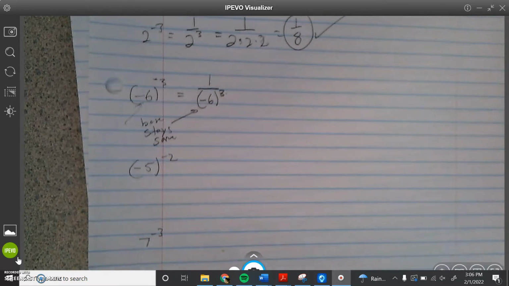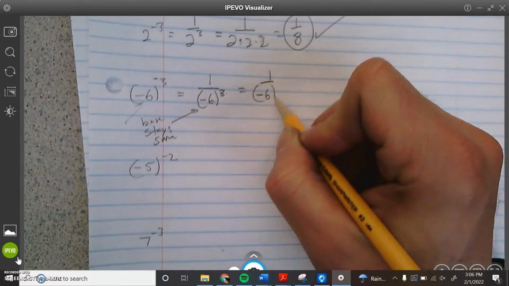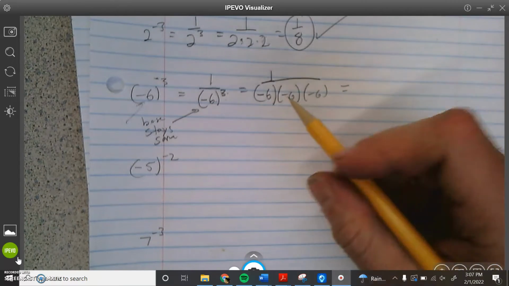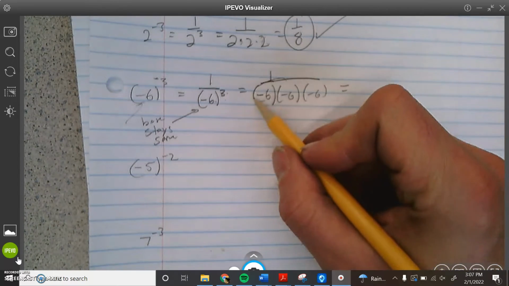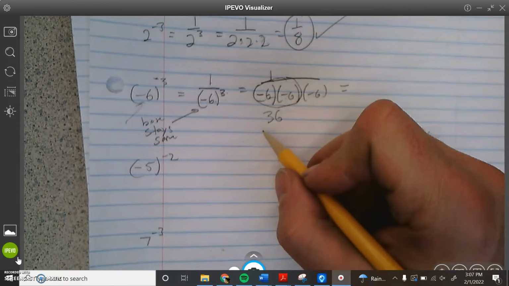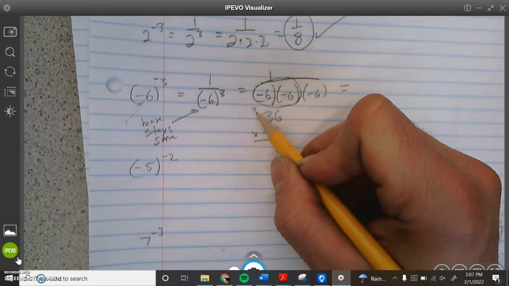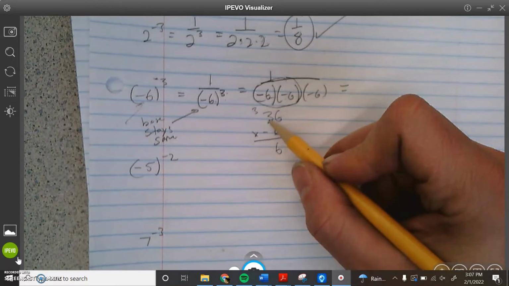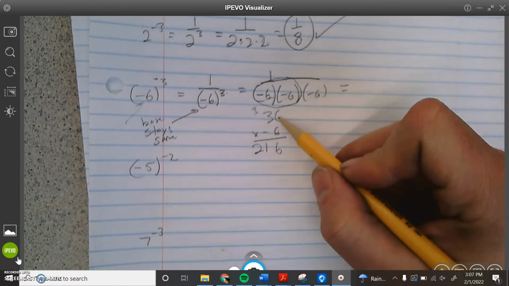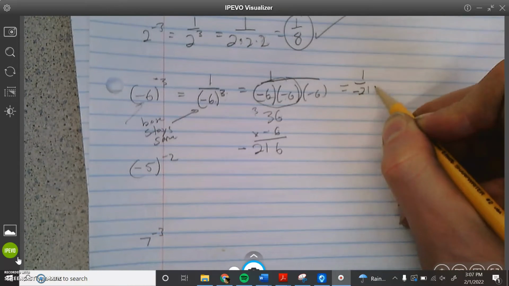There we go. Okay, so next, expanded form. Negative 6 times itself 3 times, like that. So that's going to be, let's see, negative 6 times negative 6 is what? Yeah, 36. Times negative 6: 6 times 6 is 36, 6 times 3 is 18, 18 plus 3 is 21, so 216. And a positive times a negative is a negative. So it's 1 over negative 216.